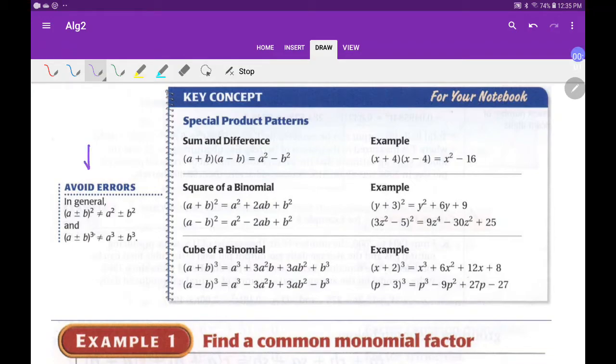Okay, notice not to do these things here. If I have a plus b and I square it, it is not okay to say a squared plus b squared. That is not the same thing. Okay, just doing what we normally do, you can see how you would get this.